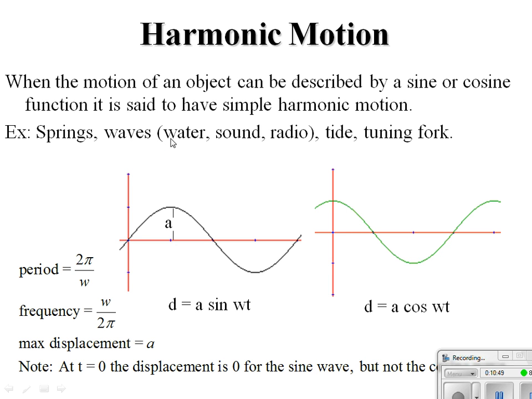And then we have waves, and it could be waves in the water like the tide going in and out, or it could be sound waves like radio waves, it could be tuning forks, it could be, you know, a string on your guitar that's been plucked and it's vibrating. All of those would be appropriate to show as simple harmonic motion.